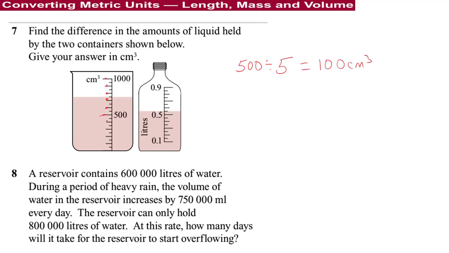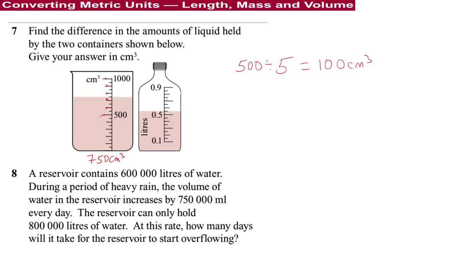So if this is 500, that's going to be 600, 700, 800, 900, and then 1,000. But the level of the liquid is here, so we can see that this is halfway between these two. That's 500, 600, 700, so this is 700, that's 800. What's in between them is going to be 750. So they have got 750 on this one, so 750 centimeters cubed.